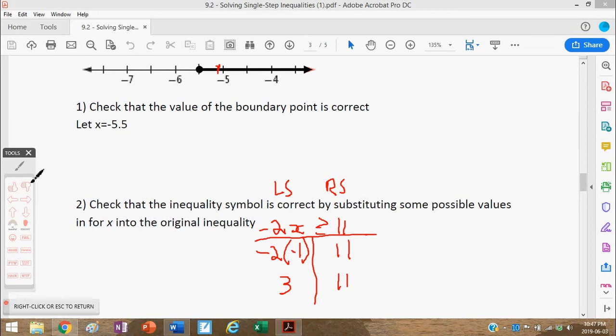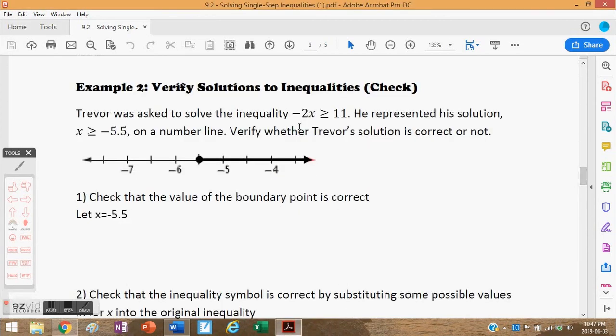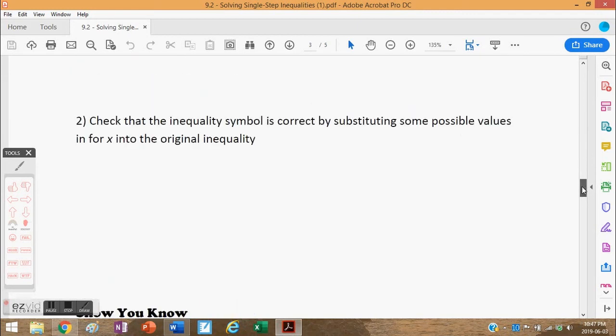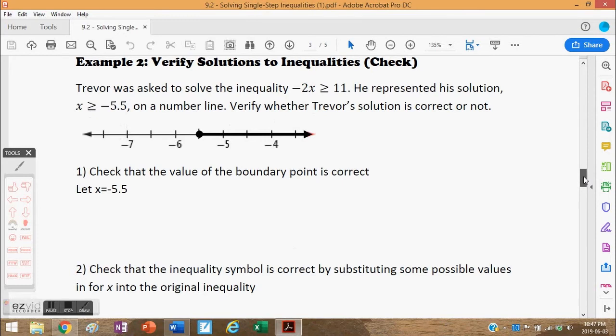Which tells us we made a mistake. Or I should say, sorry, Trevor made the mistake. So if we go back here and look at what Trevor did, he divided by negative 2, but he didn't flip the sign. And so he made a mistake. His inequality is pointing the wrong way. So really what he should have as a solution is x, boundary point is correct, x has got to be less than or equal to negative 5.5.